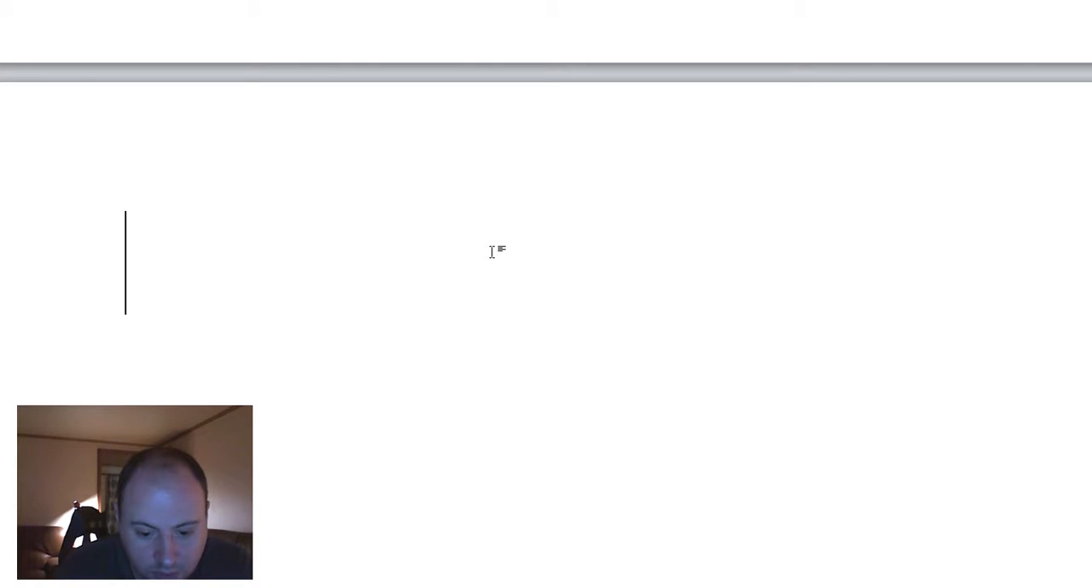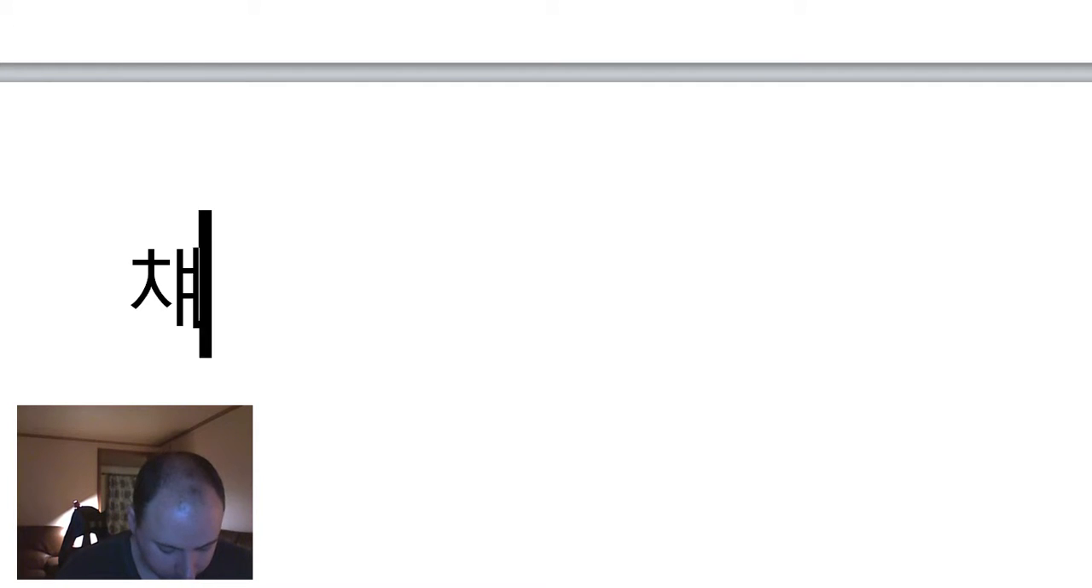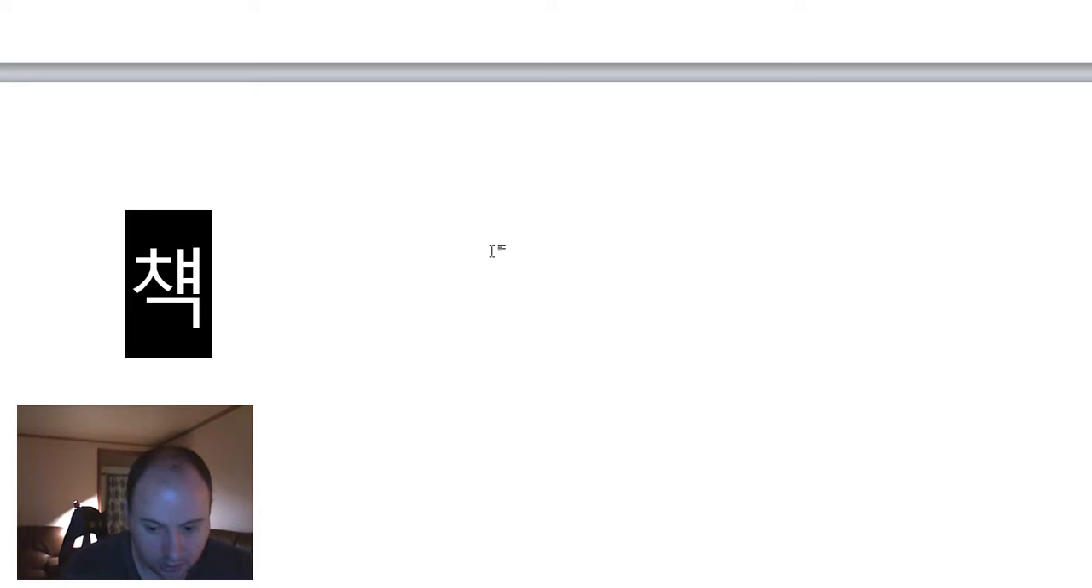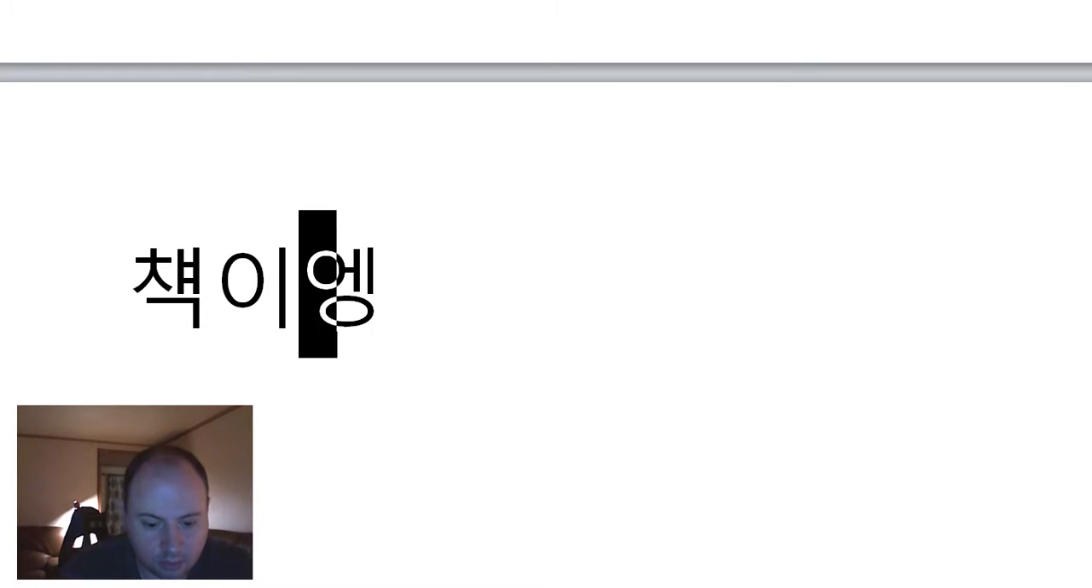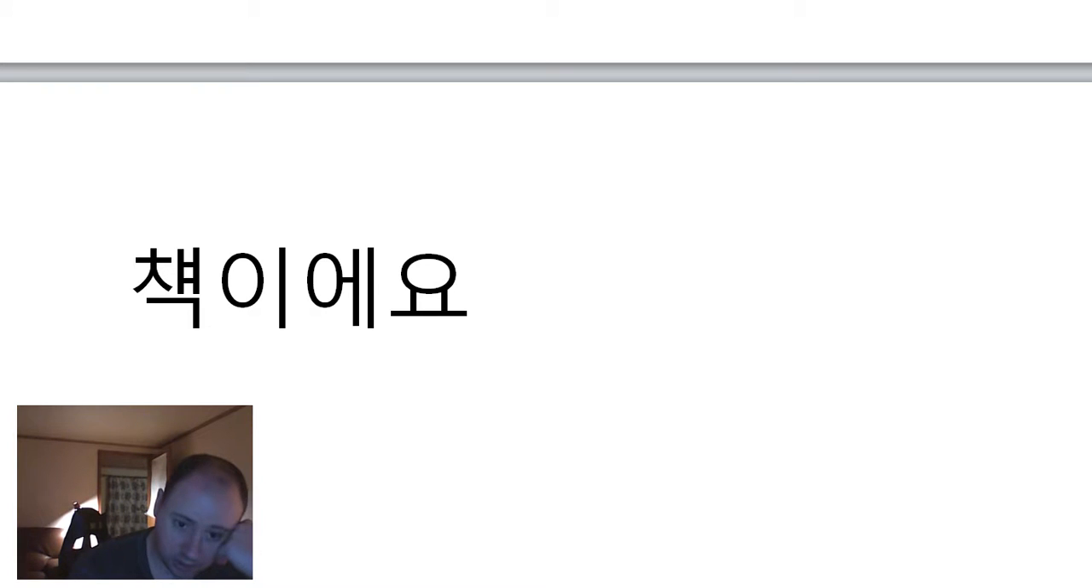So we want to write check. If I can find, there it is. Yep. So we're going to say check, meaning book. Check e, not that. Okay. Check e, yo, right? Let me just double check. Check e, yo, right? So EAO, of course, because check, which is book, has a consonant at the end, we're going to use the EAO ending, meaning it's a book.